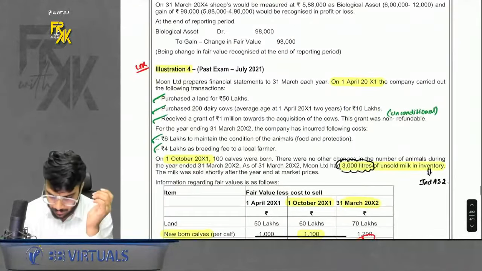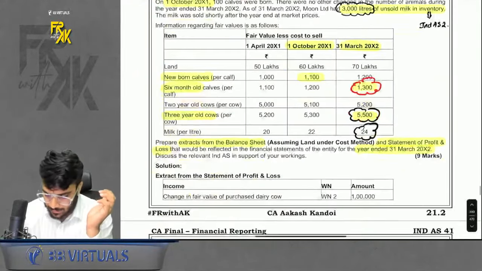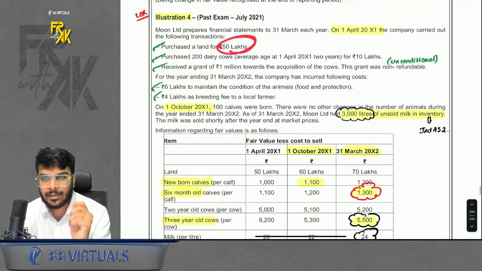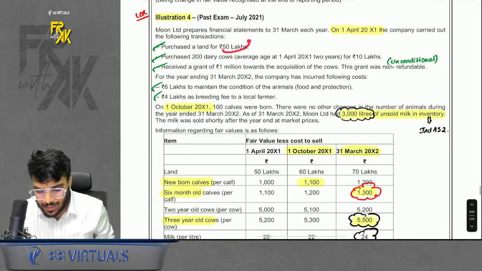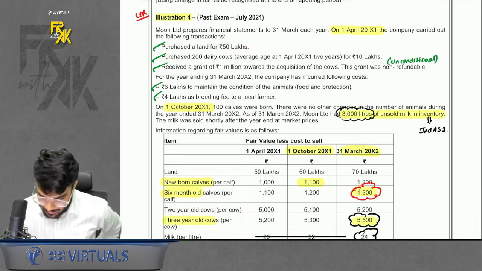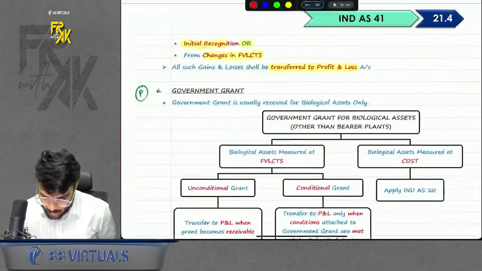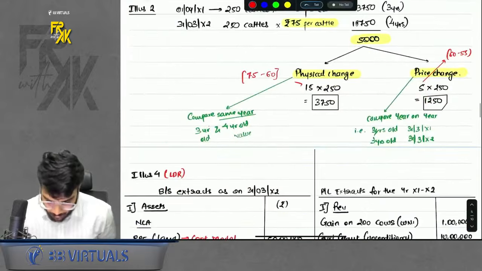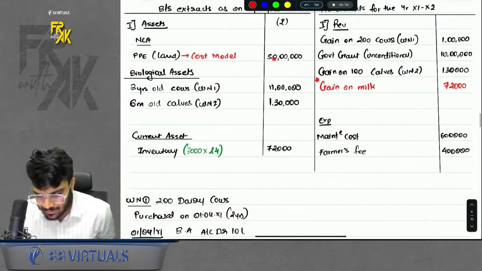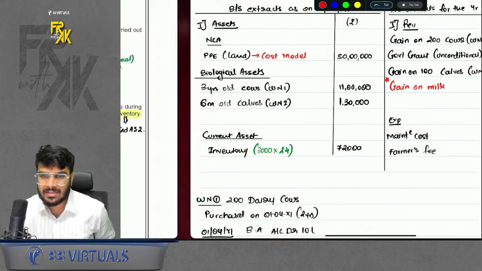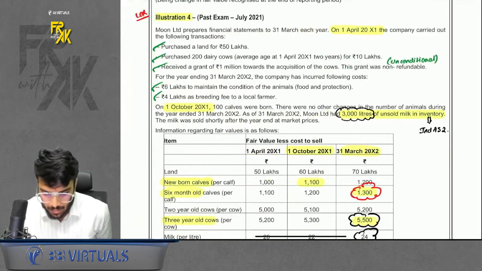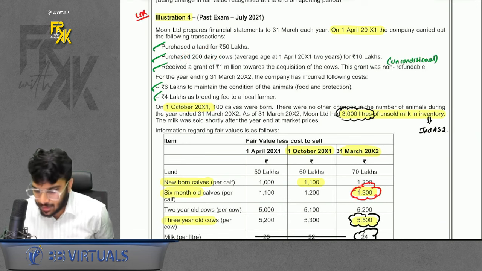They say we have a land of 50 lakhs. And in the question itself, they have mentioned that land is to be measured at cost method. So the value of land on day 1 is 50 lakhs. Can I say on year end it won't change? So on year end also, you will keep the land at 50 lakhs only. And there will be no impact on profit and loss since it is not getting depreciated. It is land.